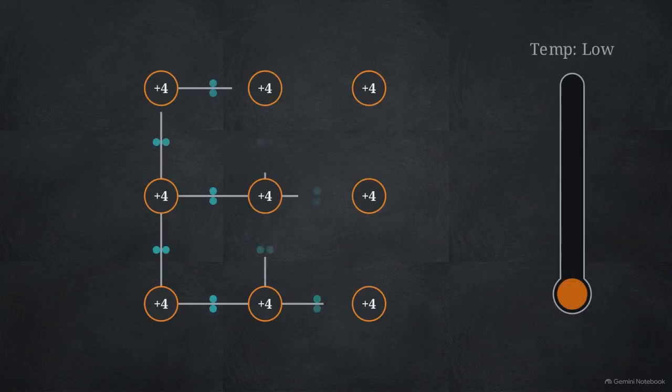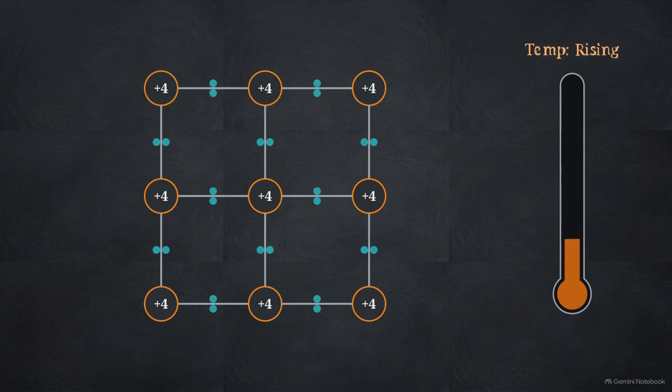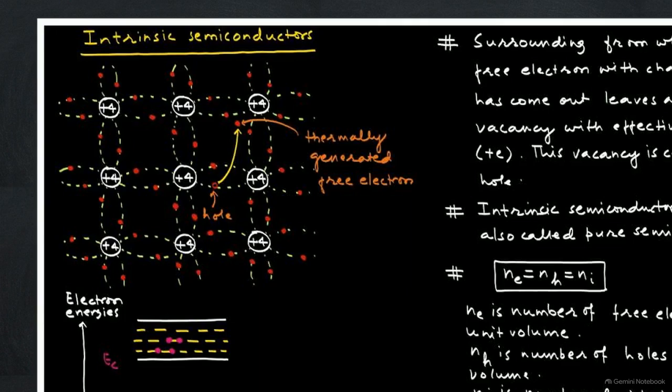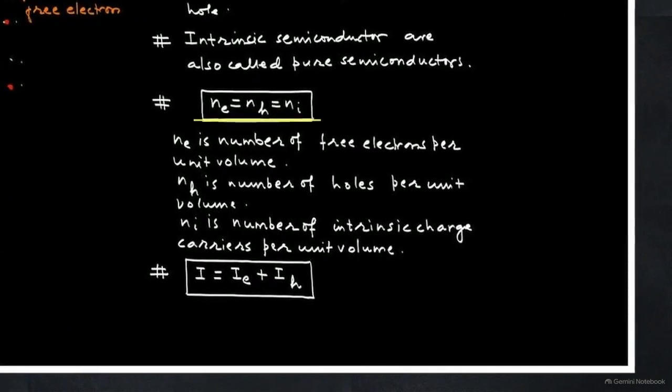A pure semiconductor crystal is a beautiful, highly ordered structure, but as a component for precise electronics, it has a fatal flaw. Its ability to conduct electricity is entirely at the mercy of the ambient temperature. In this intrinsic semiconductor diagram, heat breaks bonds, creating thermally generated free electrons and positive holes. Because every electron leaves one hole, their concentrations remain perfectly equal. Ne equals Nh. Both contribute to current, but this thermal randomness is uncontrollable.